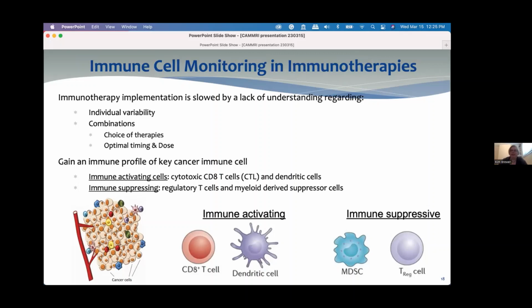There are two classes, generally speaking. There are the immune activating cells like cytotoxic CD8 T cells, dendritic cells, or antigen presenting cells. And then there are the immune suppressing cells like regulatory T cells and myeloid derived suppressor cells. Unfortunately, most of the work in the literature on tracking immune cells is just on immune activating ones. So I want to emphasize that if anyone is thinking about this, I encourage you to study a lot more of the immune suppressive ones. And I'm guilty of it too.